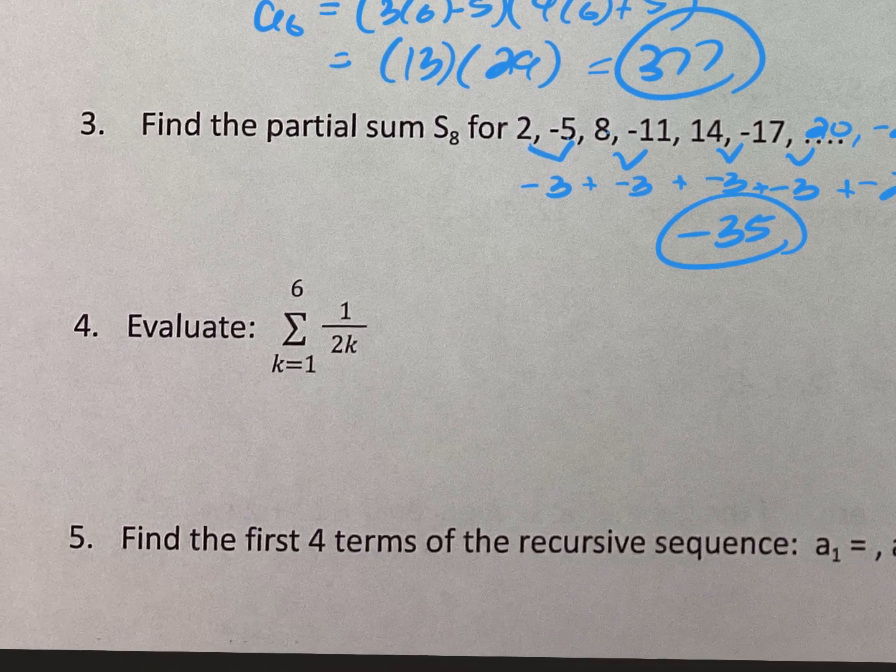Number 4, a sigma. Got to plug these numbers in, remember. So you start off with sigma by plugging the 1 in. 1 times 2 is 2. Plug 2 in. 2 times 2 is 4. Plug 3 in. Plug 4 in. Plug 5 in. And plug 6 in. The reason I stop at 6 is because 6 is the number on the top of my sigma.